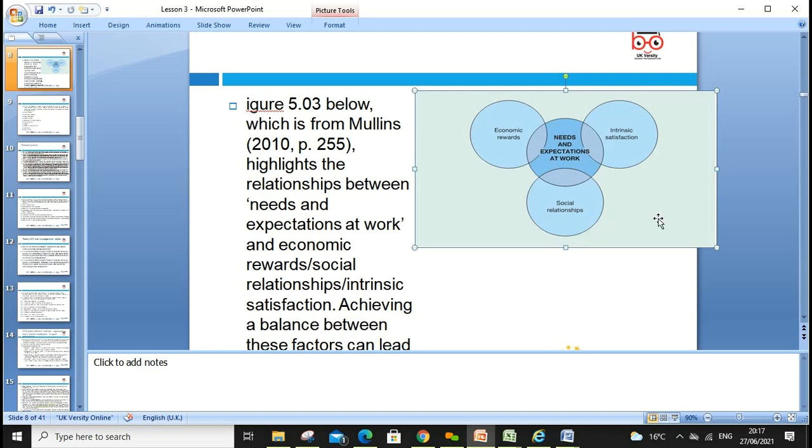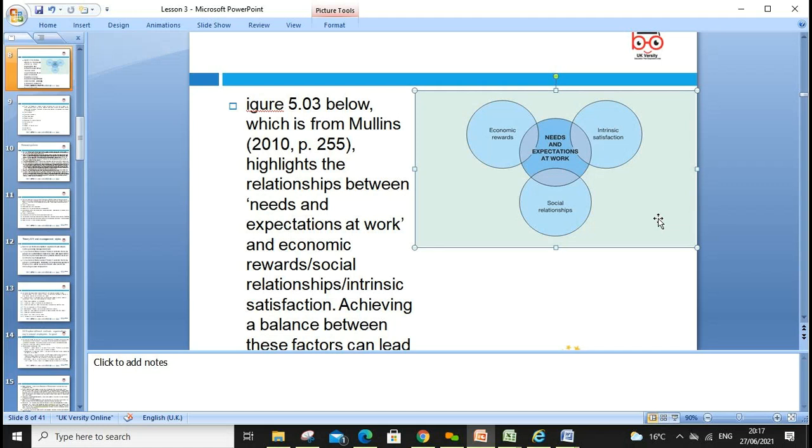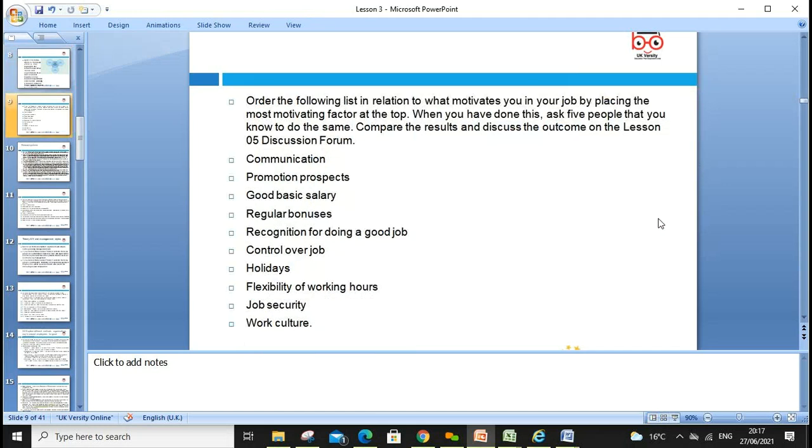We need to look at motivation. In this figure, the diagram explains and highlights the relationship between needs and expectations at work, economic reward, and social relationships. Intrinsic and extrinsic factors all link with motivation. If we look at needs and expectations at work, economic reward, social relationships, and intrinsic satisfaction, then staff will be happy and will be motivated.